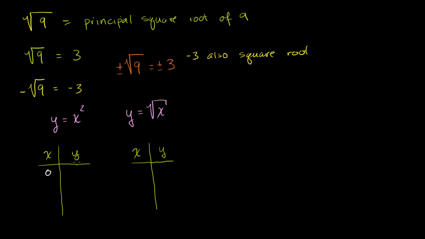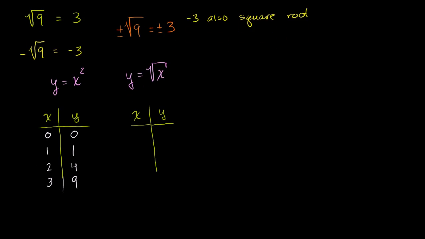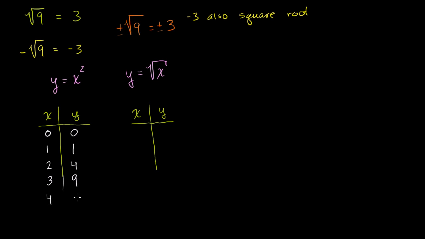When x is equal to 0, what's y going to be equal to? Well, y is x squared, so 0 squared is 0. When x is 1, y is 1 squared, which is 1. When x is 2, y is 2 squared, which is 4. When x is 3, y is 3 squared, which is 9. We've seen this before, and I could keep going. Let me add 4 here. So when x is 4, y is 4 squared, or 16. We've seen all of this. We've graphed our parabolas. This is all a bit of review.